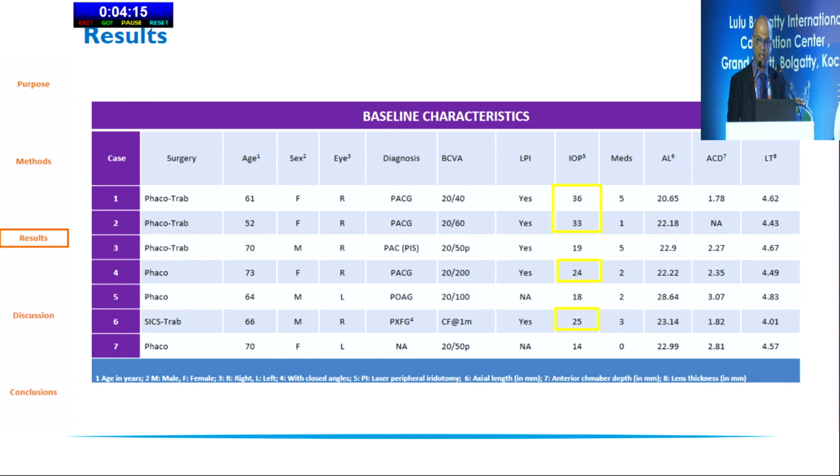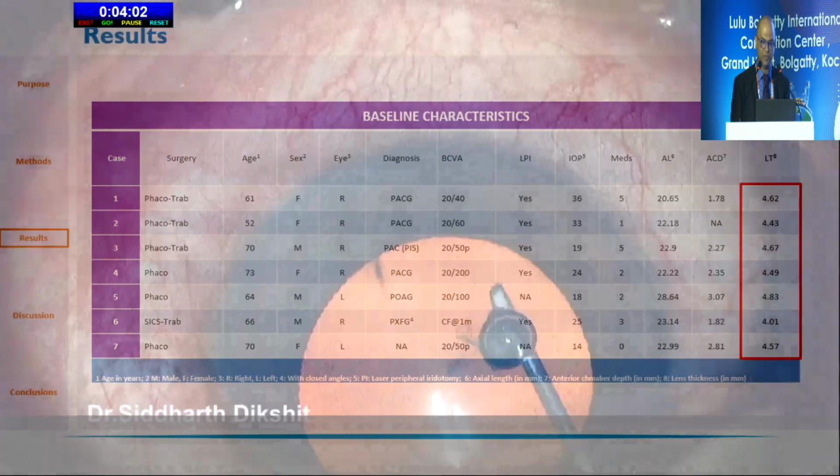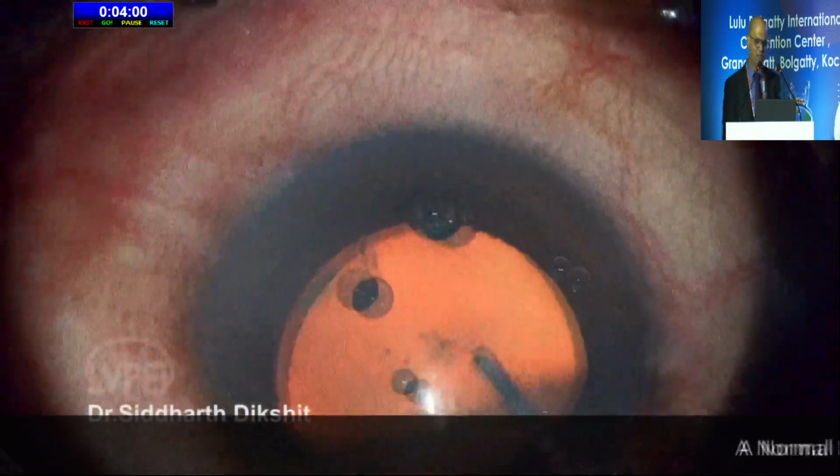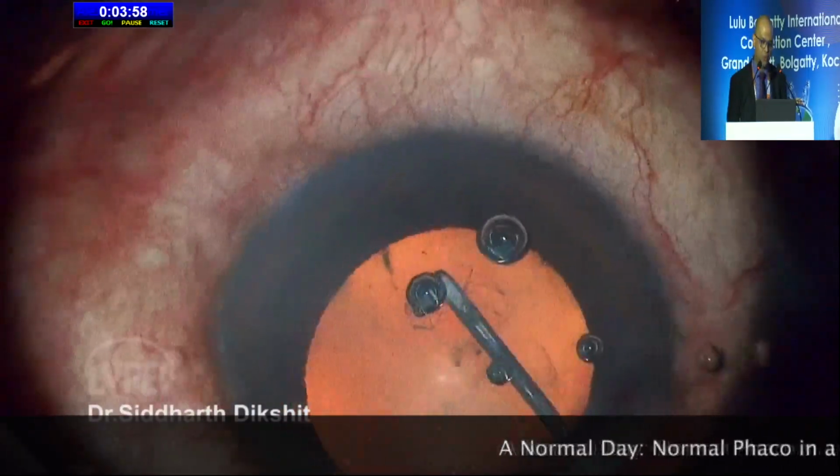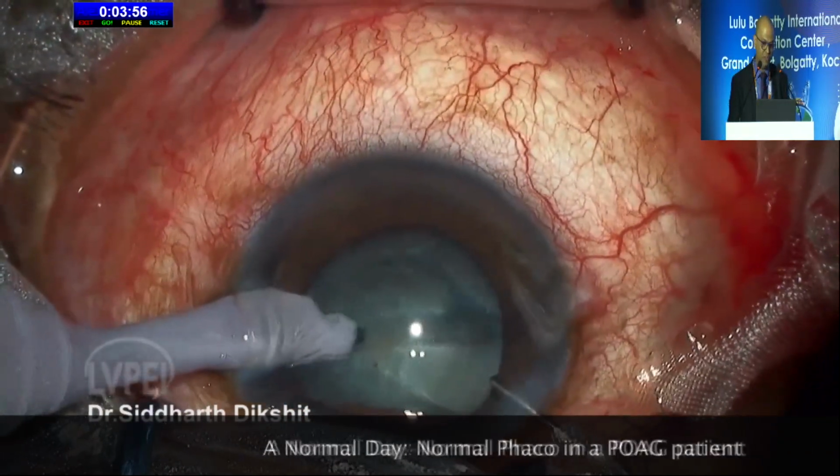Most of these patients were having high pressure and were on multiple medications. One patient had a short axial length and one was a high myope. And some of these had a very slightly thicker lens than the normal population. This is an example of one such patient who was undergoing a routine phacoemulsification.